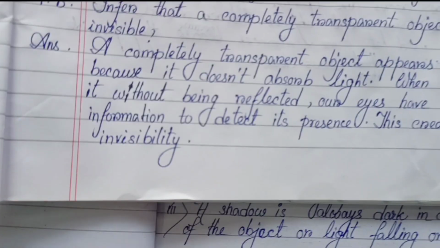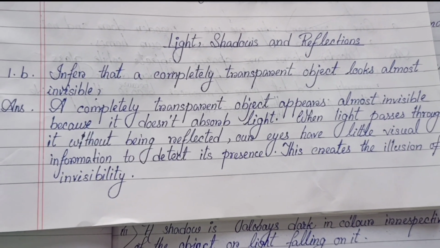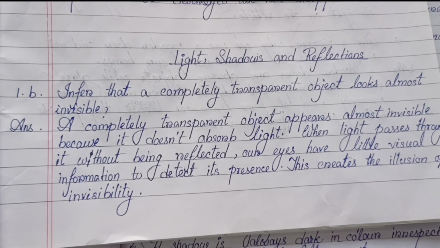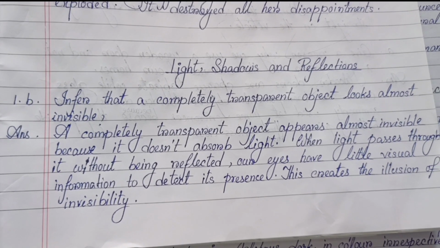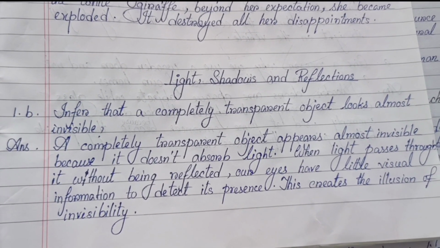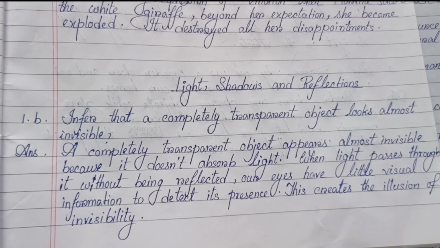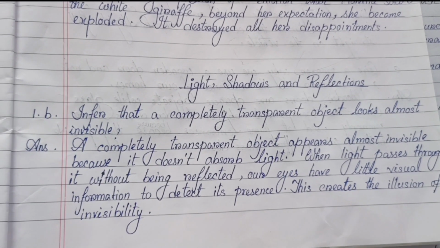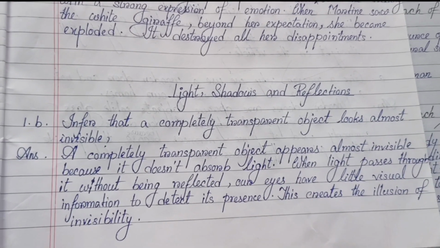Next, number B, infer that a completely transparent object looks almost invisible. A completely transparent object appears almost invisible because it doesn't absorb light. When light passes through it without being reflected, our eyes have little visual information to detect its presence. This creates the illusion of invisibility.